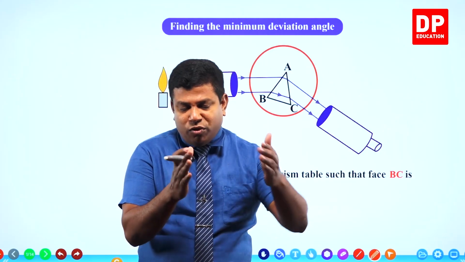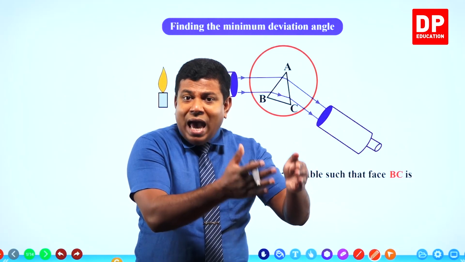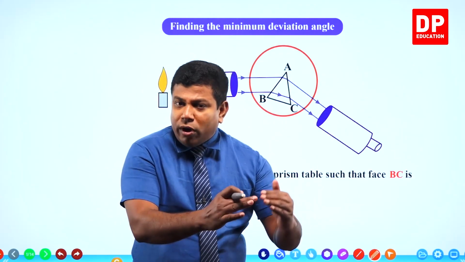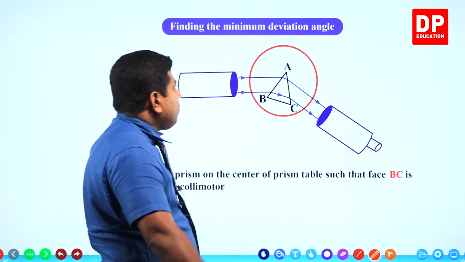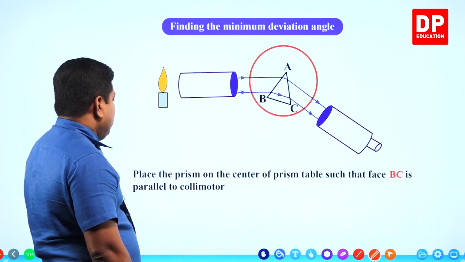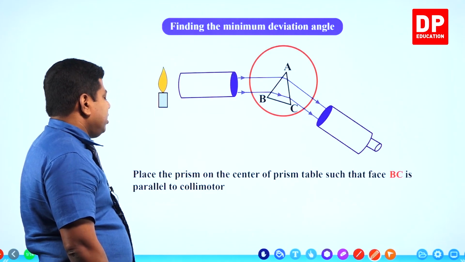Remember that. So, actually the full experiment includes calibration of spectrometer and then finding the minimum deviation. Assume that calibration has been already done because it's the continuation of previous experiment, right? Finding the minimum deviation angle. Place the prism on the center of prism table such that face BC is parallel to collimator.